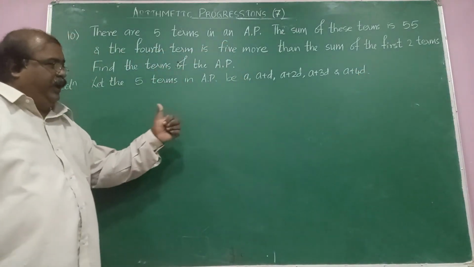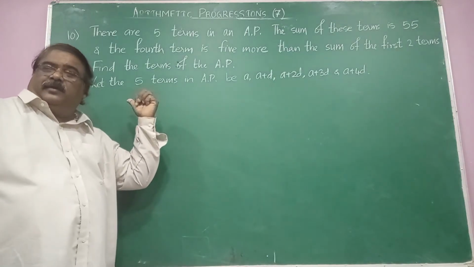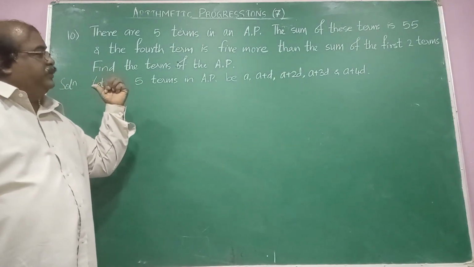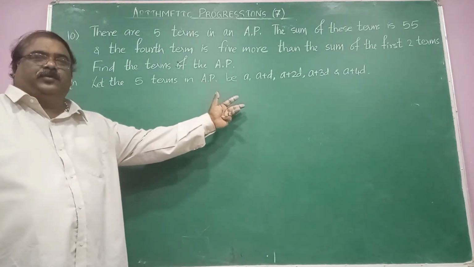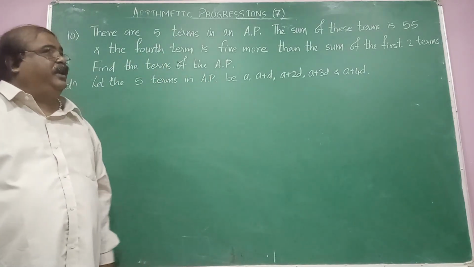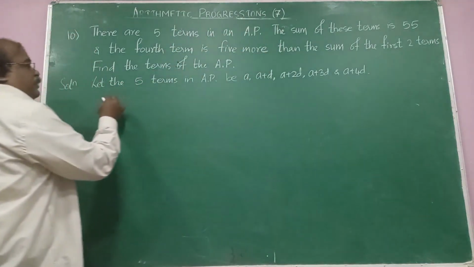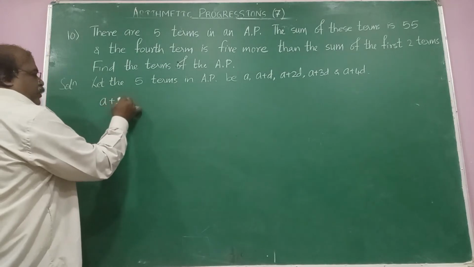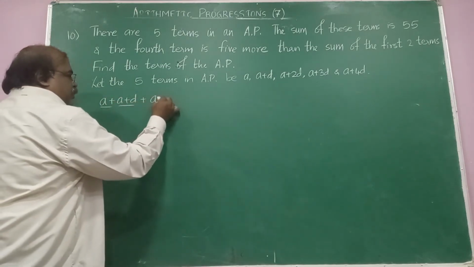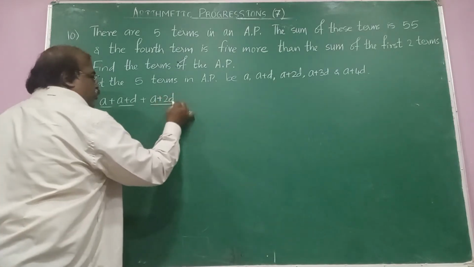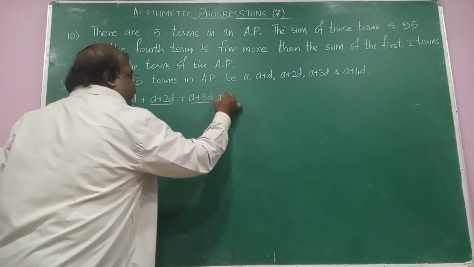I am assuming them to be a, a plus d, a plus 2d. I can also take a minus 2d, a minus d, a, a plus d, a plus 2d. I have taken a typical arithmetic progression. Condition 1: the sum of these terms is 55. So a plus a plus d, first term, second term, third term, fourth term, fifth term.